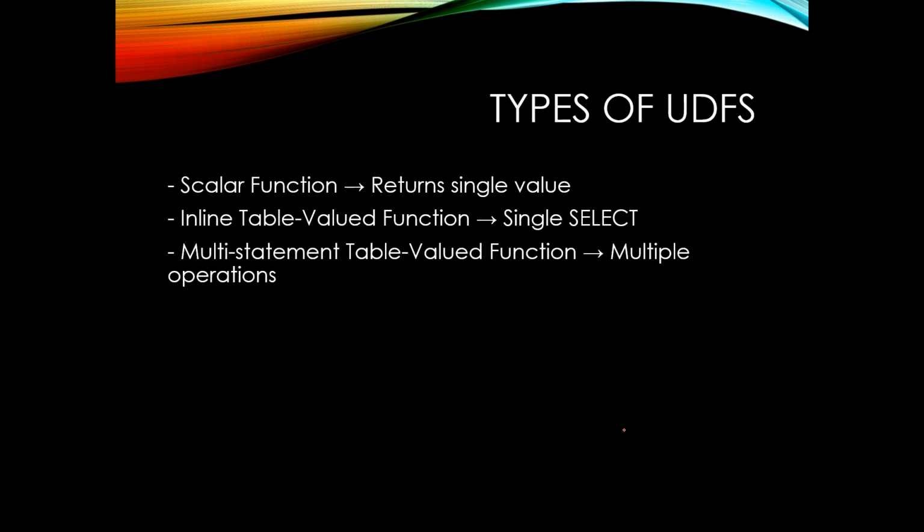Then we discuss the types of user-defined functions. The first type is the scalar function. It returns a single value, like a full name, age, or any customer-related city information.